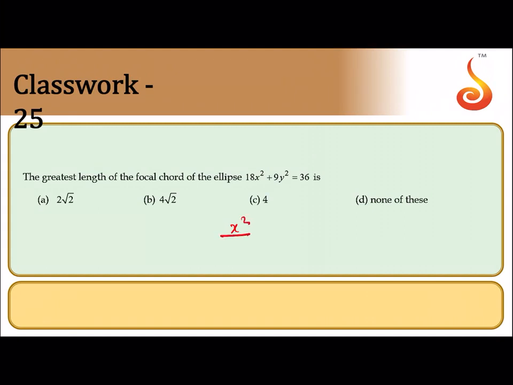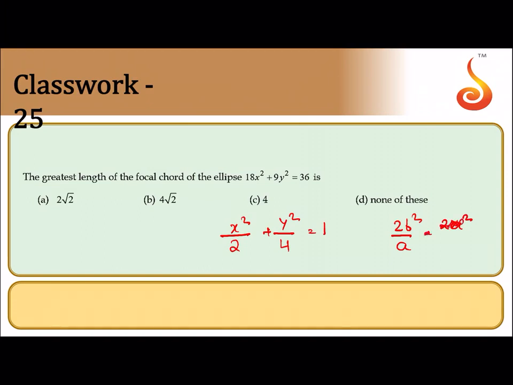Question 25. The greatest length of the focal chord of an ellipse is nothing but the latus rectum. So you write x square upon 36 by 18, which will give you 2, plus y square upon 36 by 9, which will give you 4, equal to 1. So this is the equation given. The greatest length of focal chord is nothing but the latus rectum. So latus rectum is 2b square by A.